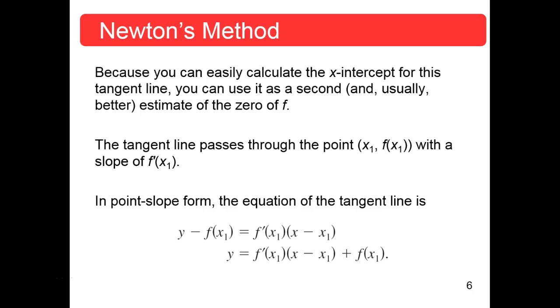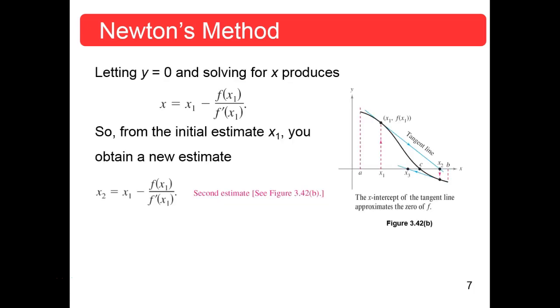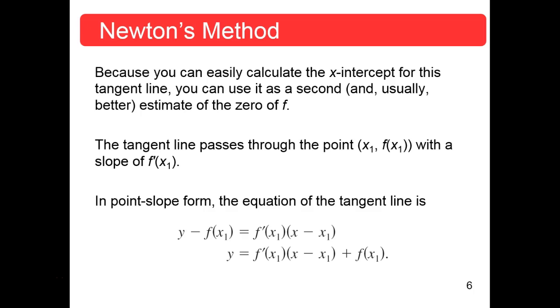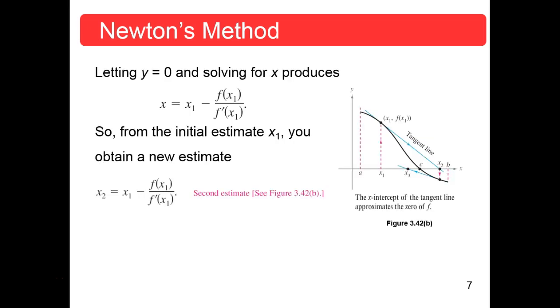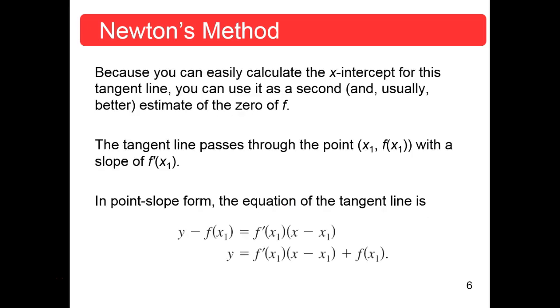Okay? Now, if you set y equal to 0 and solve for x, now you have f prime of x1 times x minus f prime of x1 times x1 plus f of x1. Solve this for x, you're going to move this one to that side, that one to that side, and then divide by this. That's a lot of blah, blah, blah. What you wind up with is x. That produces x is equal to x1 minus f of x1 over f prime of x1. So let's go back and see if that's indeed true.